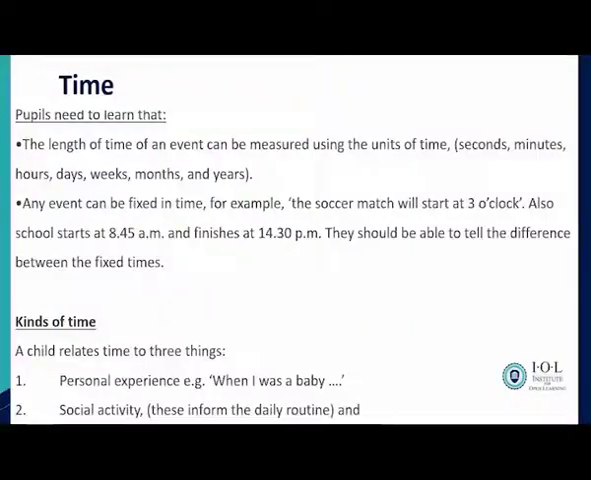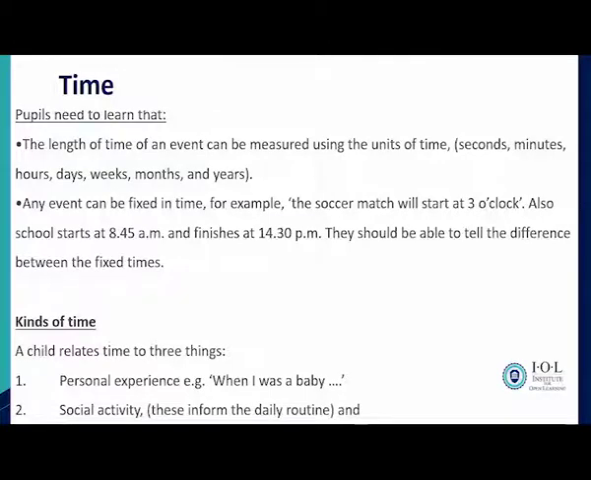If you lack some basic mathematical knowledge, it will be difficult for you to compute with other things again. Okay, then time. Learners need time to do what now? The length of time of an event can be measured using seconds, minutes, hours, days, weeks, and any event can be fixed in time.